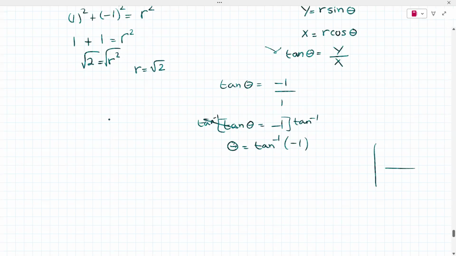Well, which quadrant can we use? Not 1, because that gives you a positive tangent. Maybe quadrant 2. Yes, quadrant 2, not 3, right? Quadrant 3 gives you a positive tangent. And maybe 4. So in quadrant 2, that would be 3 pi over 4, right? In quadrant 4, it would be 7 pi over 4. So we have two thetas, right? We have 3 pi over 4 and 7 pi over 4.